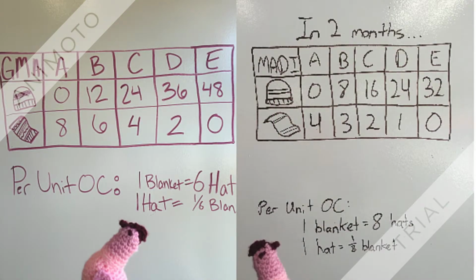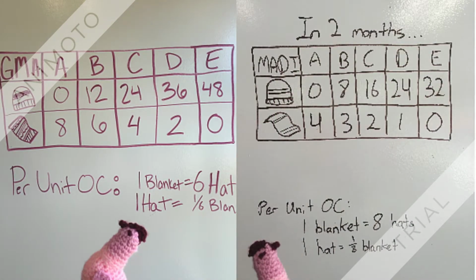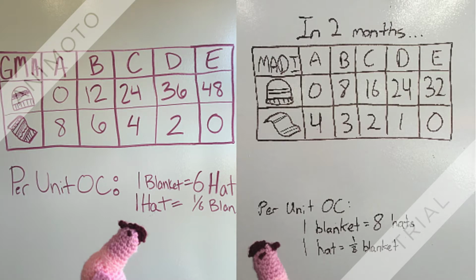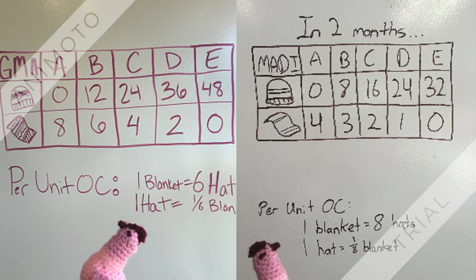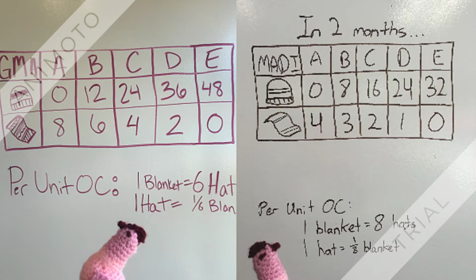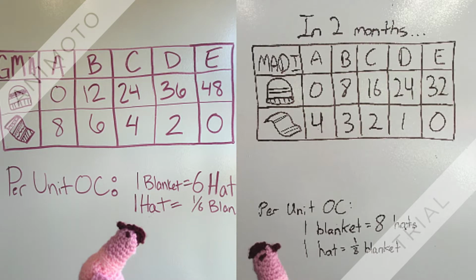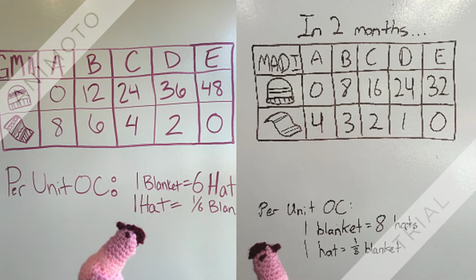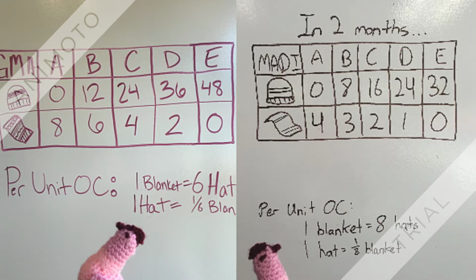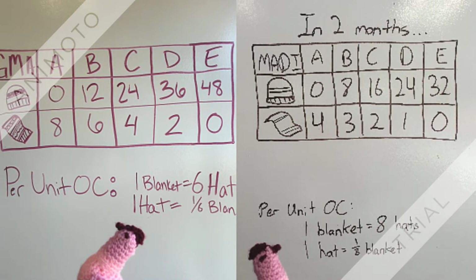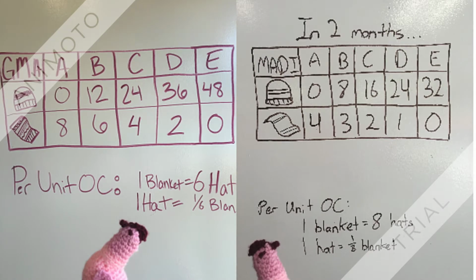Absolute advantage occurs when one competitor is able to consistently produce more of a good than another competitor. If you were to look at the production capabilities of my grandma's crocheting and my crocheting, you would see that she has the absolute advantage in both blankets and hats because she is able to crochet more blankets in 2 months and more hats in 2 months than I am.